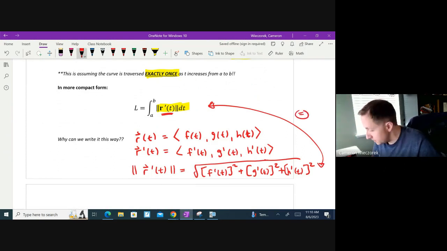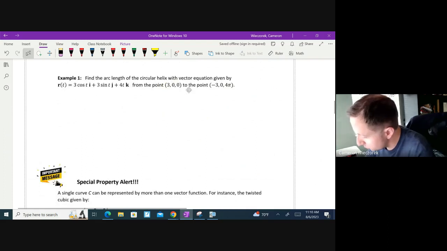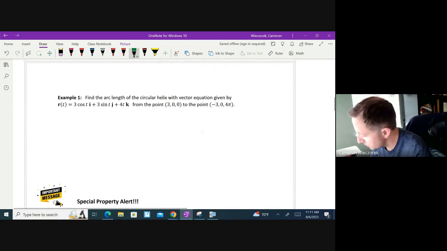Okay, so let's take a look at an example here. Let me scroll down. There we go. Example 1. Find the arc length of the circular helix r of t equals 3 cosine t, 3 sine t, 4t, from the point 3, 0, 0 to the point negative 3, 0, 4 pi.